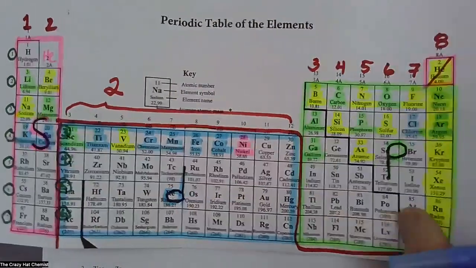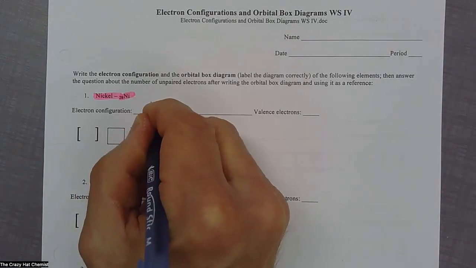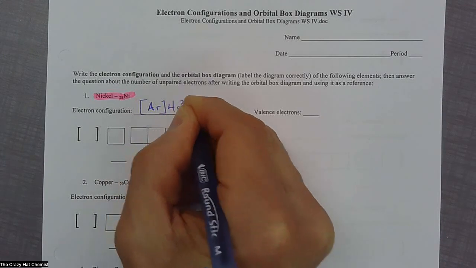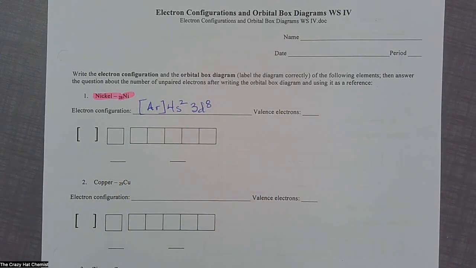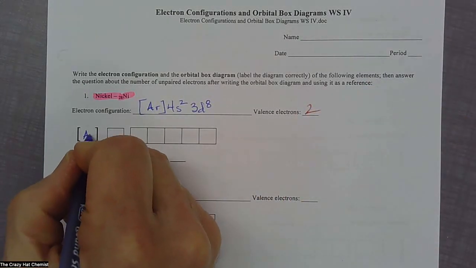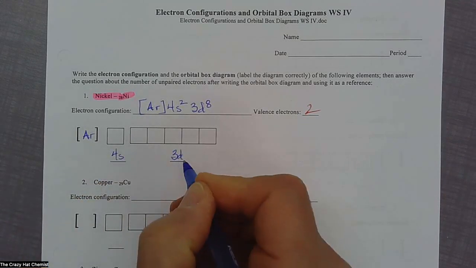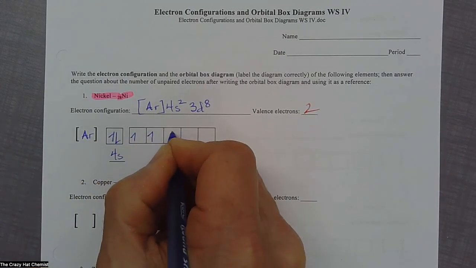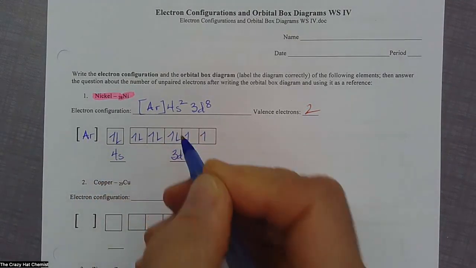So let's write that down and see what we got. So we've got nickel, we've got argon as our noble gas, that's in brackets. We have 4s2 and then 3d8, just like that. We said that there were 2 valence electrons because nickel is in the boot. This is going to be Ar for argon. This is a 4s label. This is a 3d label. We have up, we have down, we have 1, 2, 3, 4, 5, 6, 7, and finally 8.